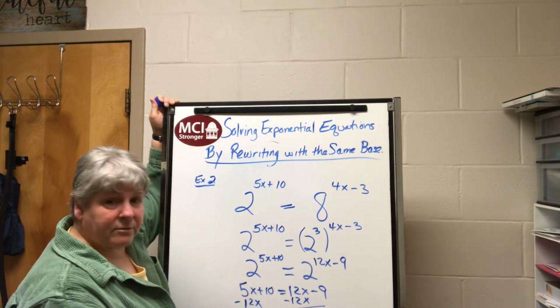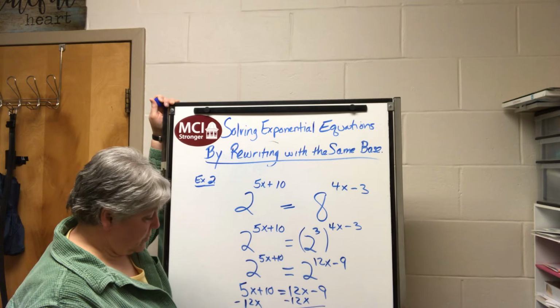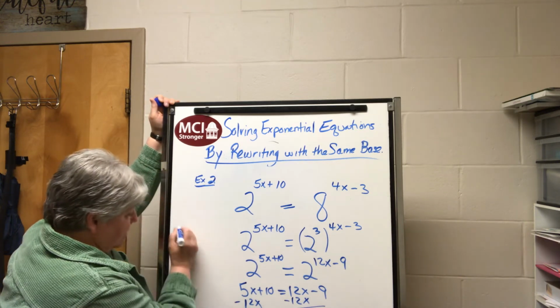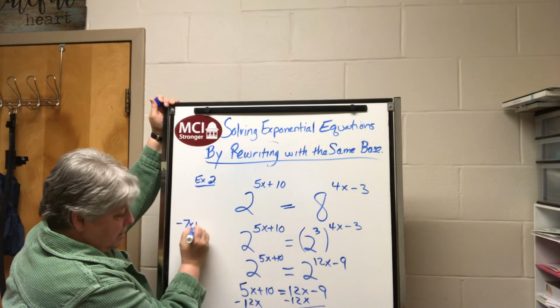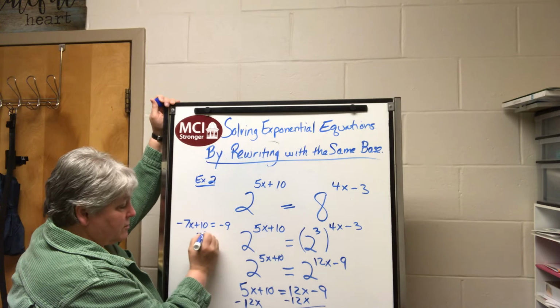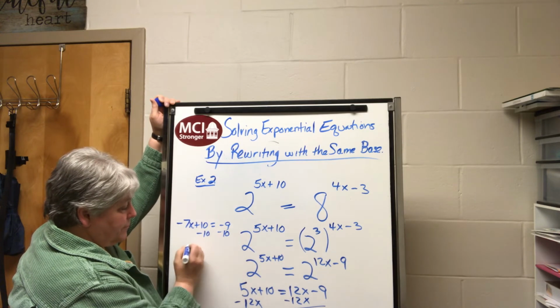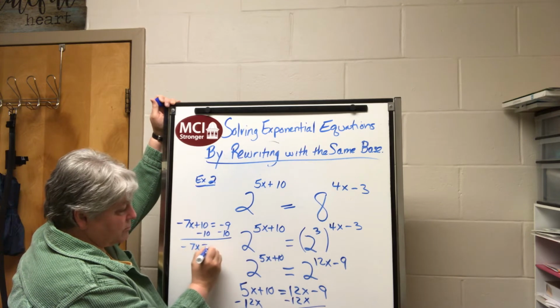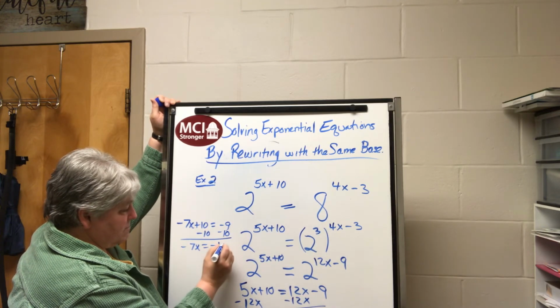And I'm just about to the end of my board. So at this stage, I'll just carry up the process here. I got negative 7x plus 10 equals negative 9. And now I'm going to subtract 10. So that will give me negative 7x is equal to negative 19.